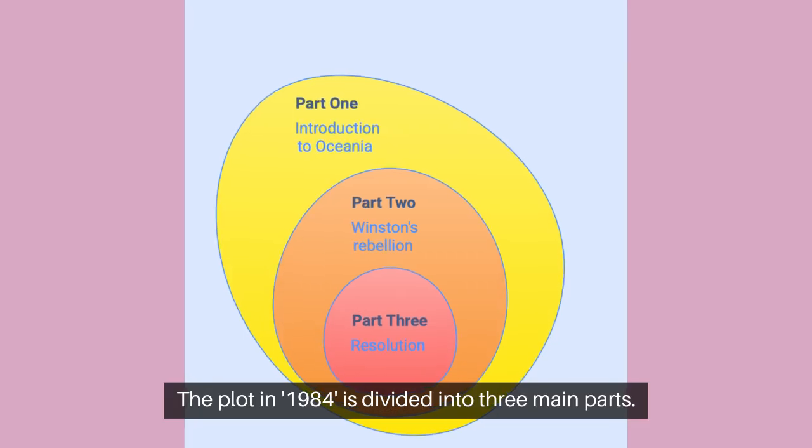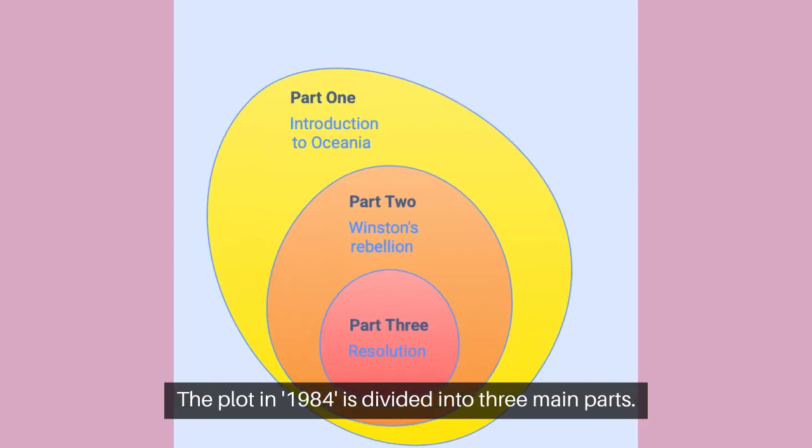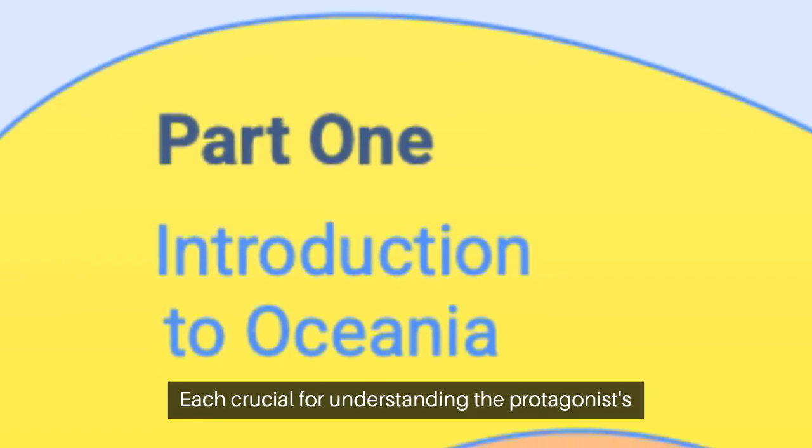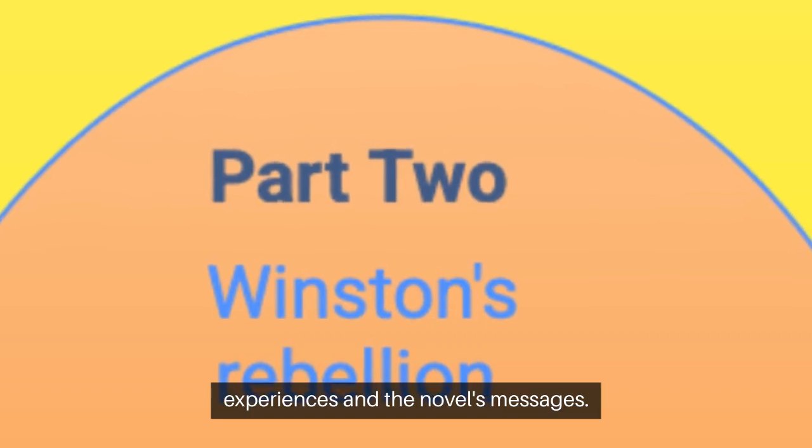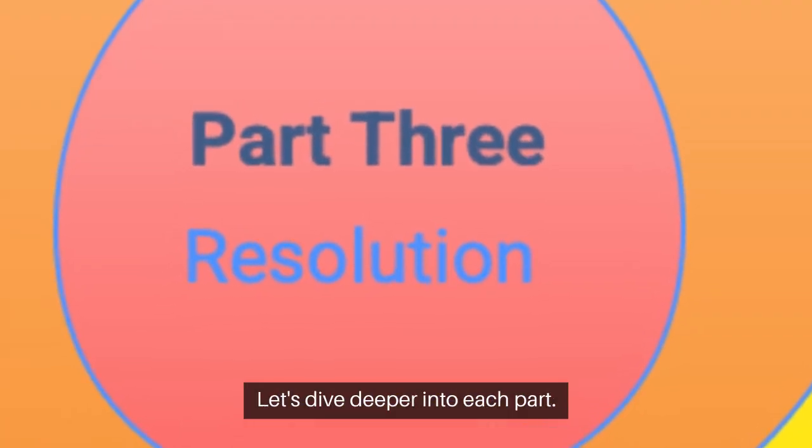The plot in 1984 is divided into three main parts, each crucial for understanding the protagonist's experiences and the novel's messages. Let's dive deeper into each part.